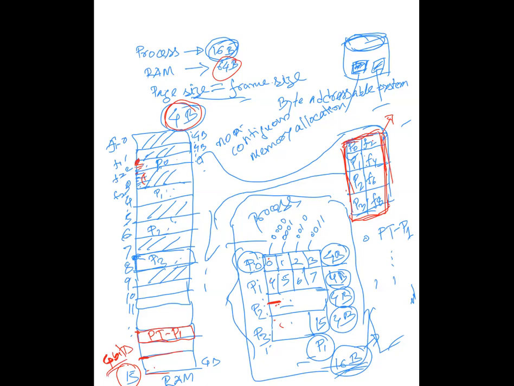So each address is F2, F4, F6, F8. If you convert them to binary, F2 is 0010, F4 is 0100, F6 is 0110, and F8 is 1000. It ends up like this, exactly 4 bits each.